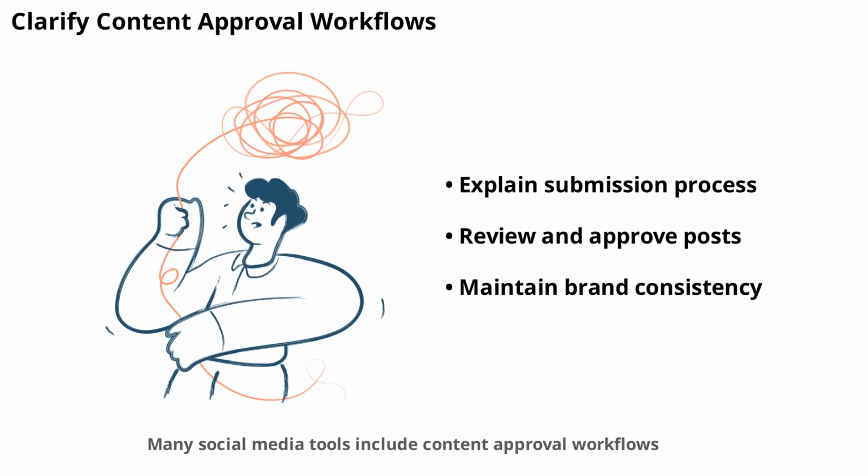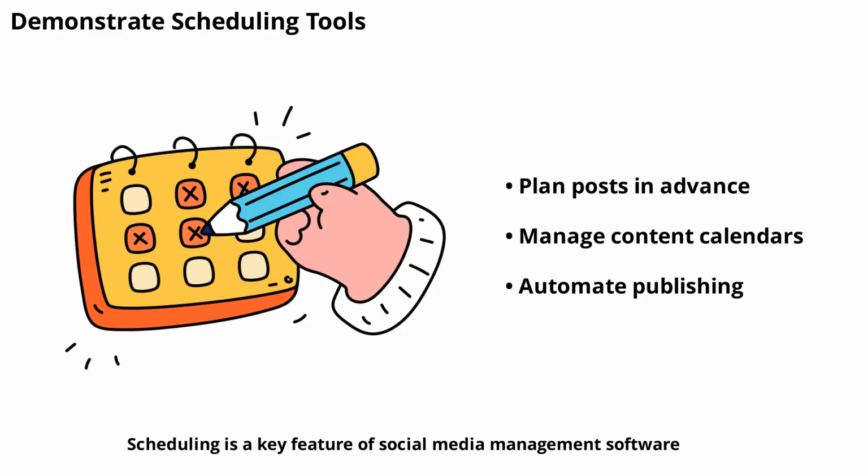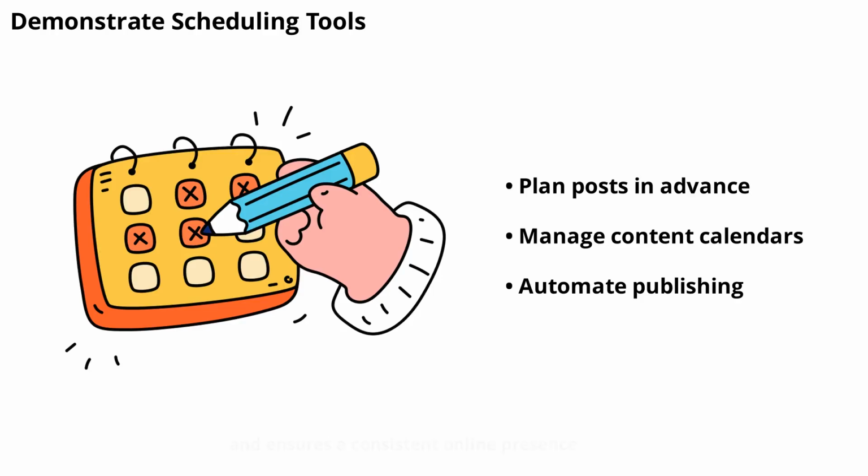Many social media tools include content approval workflows. Train users on how to submit, review, and approve posts within the software. Clear understanding of these processes ensures smooth collaboration and maintains brand consistency. Scheduling is a key feature of social media management software. Show users how to plan and schedule posts in advance, manage content calendars, and automate publishing. Mastering these tools saves time and ensures a consistent online presence.